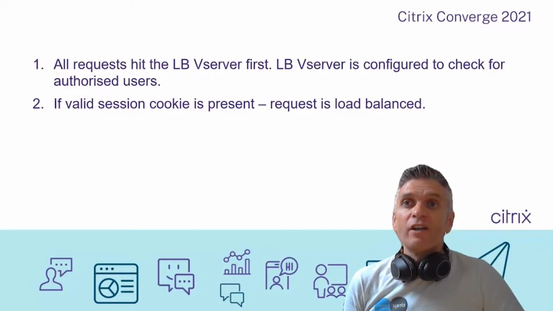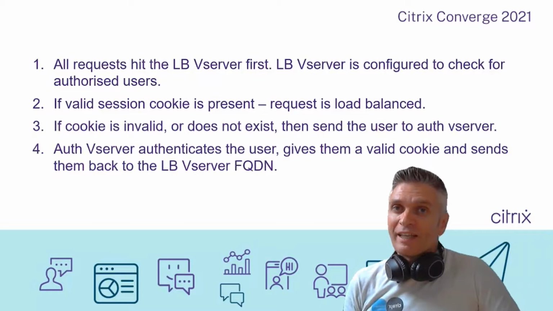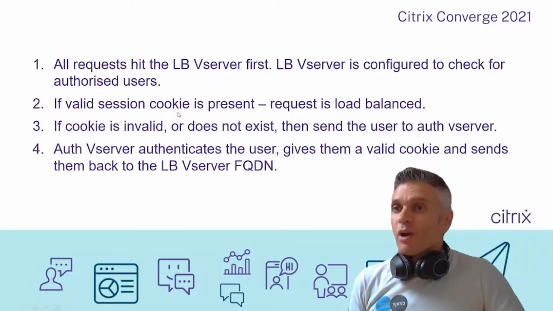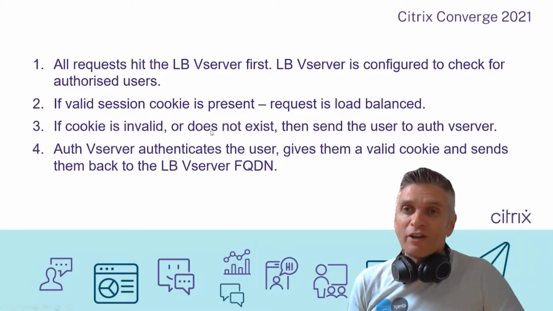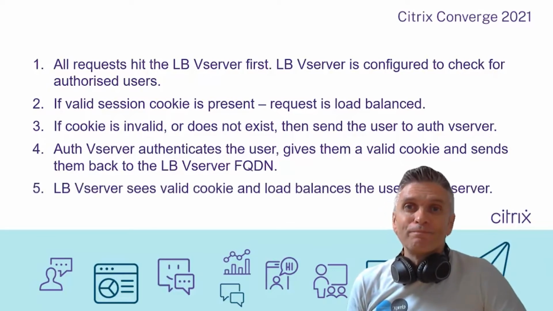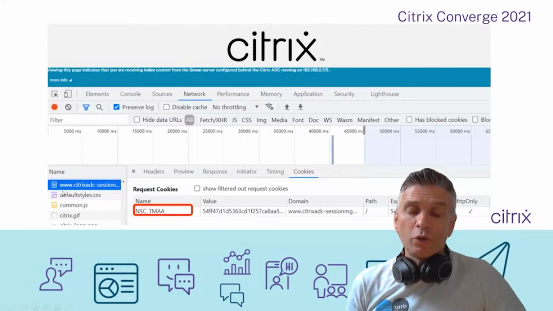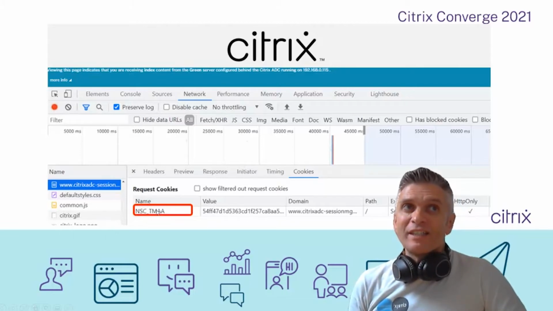If it isn't there, then we will send them to the authentication vServer, that login portal page we saw. We process the authentication, make sure they are who they say they are, and then we send them back to the same LB vServer with that cookie, and then they're allowed through. Right, so that's fundamentally how that works. If we go into the developer tools in Chrome, and go into cookies, we'll see our NSCTMAA cookie in there, and that's applied to the domain. That's what we're using effectively.